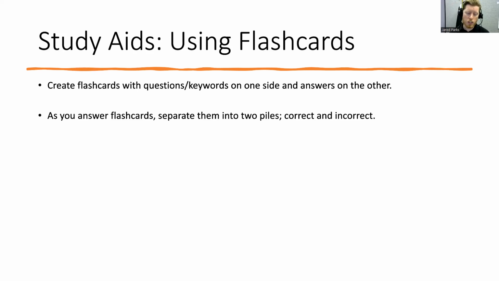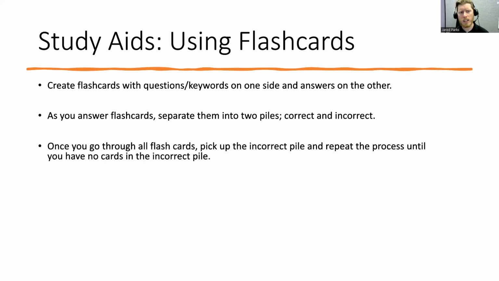And then what you're going to do is take your flashcards and answer them and separate into 2 piles as you do it. If you get it correct, it goes in the correct pile. If you get it incorrect, it goes in the incorrect pile. And once you go through all your flashcards, you want to pick up the incorrect pile and repeat the process until eventually, hopefully, you have no cards in the incorrect pile. And then do it again.